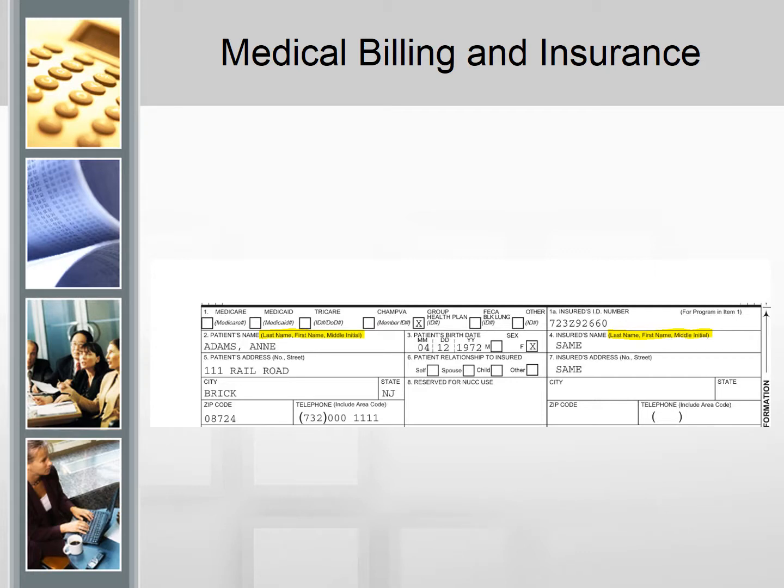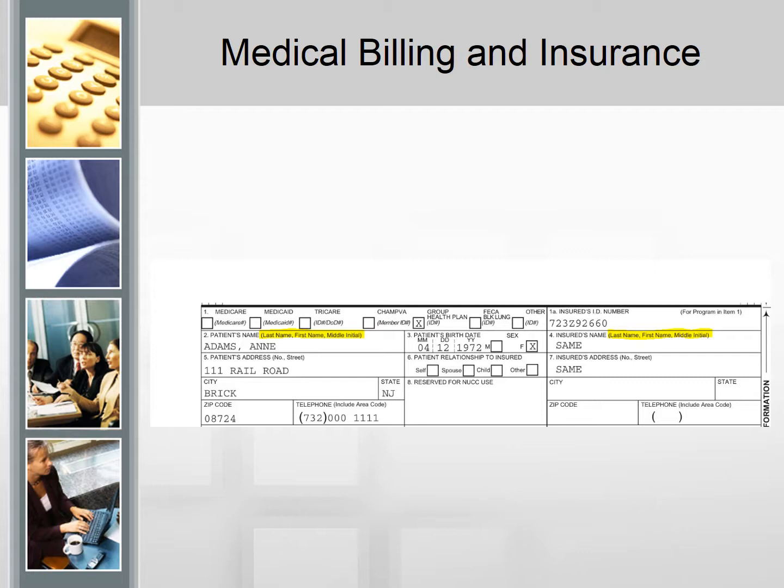as we complete our claim forms. In block 3, it's asking for her date of birth, and notice that the little lines are separating the month, day, and year, so there's no need to type in another dash or diagonal line. We're just typing the components in the little boxes as they show. So the month 04, day 12, year 1972, and then we have the F box X'd to indicate that she's a female.